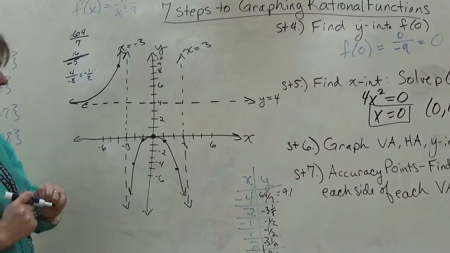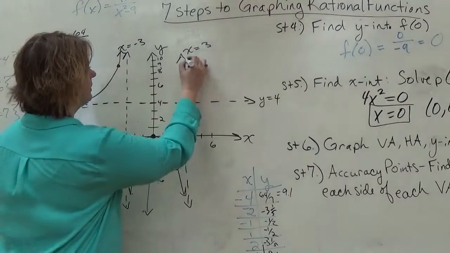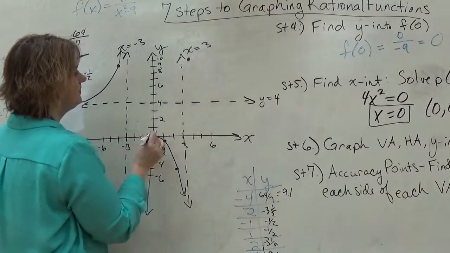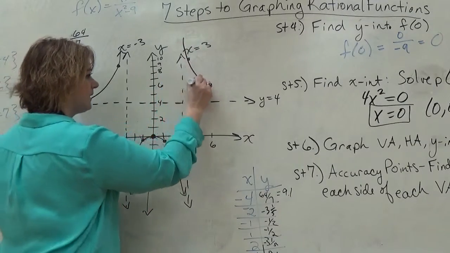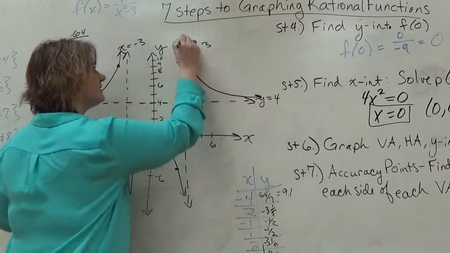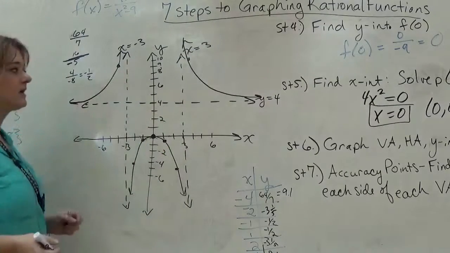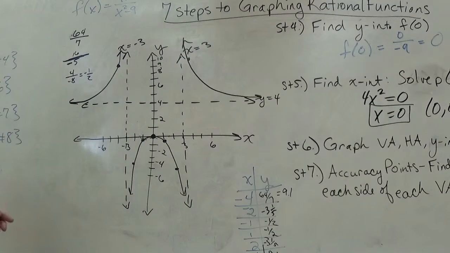Okay, so now the last one at positive 4, we're at 9.1, so we're up here at the top again. And then we're just going to make that branch stay in that upper right section right there. And that is the 7-step process for graphing a rational function.